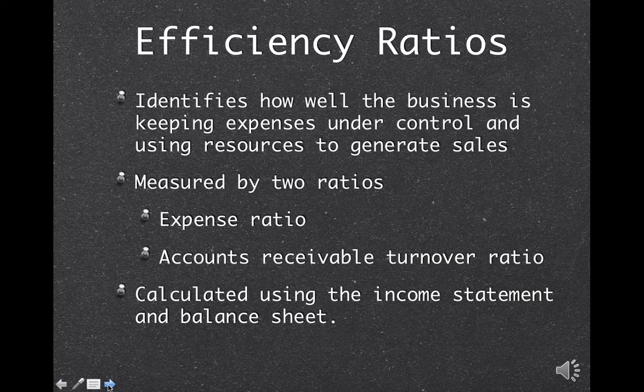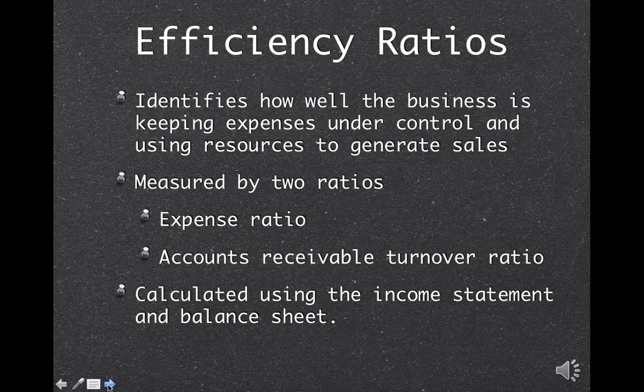So efficiency ratios identify how well the business is keeping their expenses under control and how well they are receiving the money back from the creditors who owe them the money. We're looking at two ratios: the expense ratio and the accounts receivable turnover ratio. To calculate these ratios, we're going to need two different statements. We're going to need the income statement and we're also going to need the balance sheet.